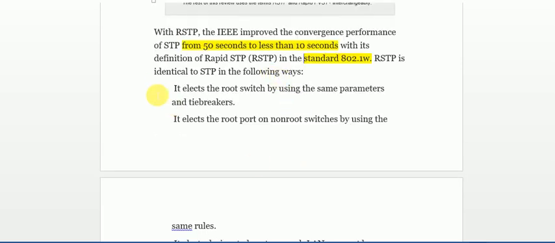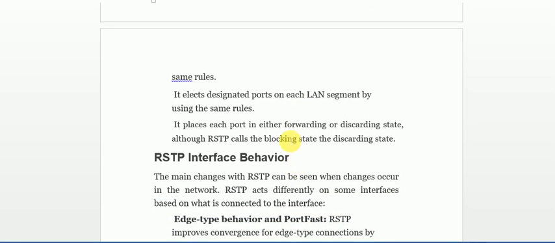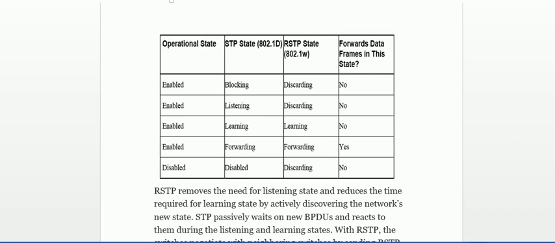Root selection and convergence are the same, but one thing is different: in RSTP we don't have the blocking state. Instead of blocking, we have the discarding state. This is the state difference between STP and RSTP. In STP we have blocking, listening, learning, forwarding, and disabled. In RSTP, instead of blocking and listening we have discarding. So we just have discarding, learning, and forwarding, these three states. Only in the forwarding state can they forward frames.